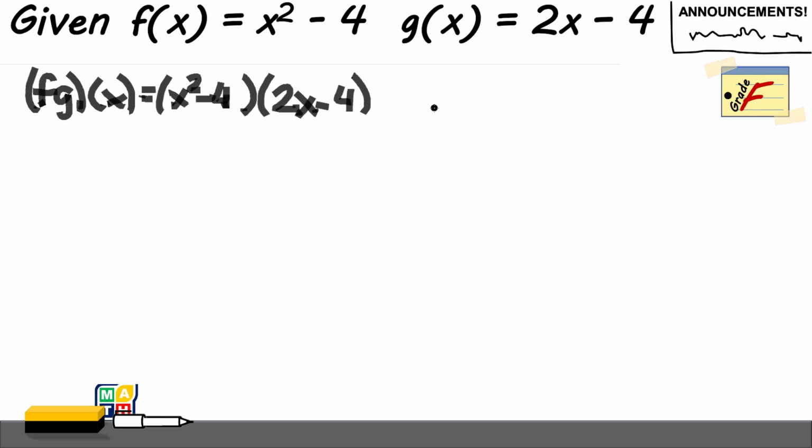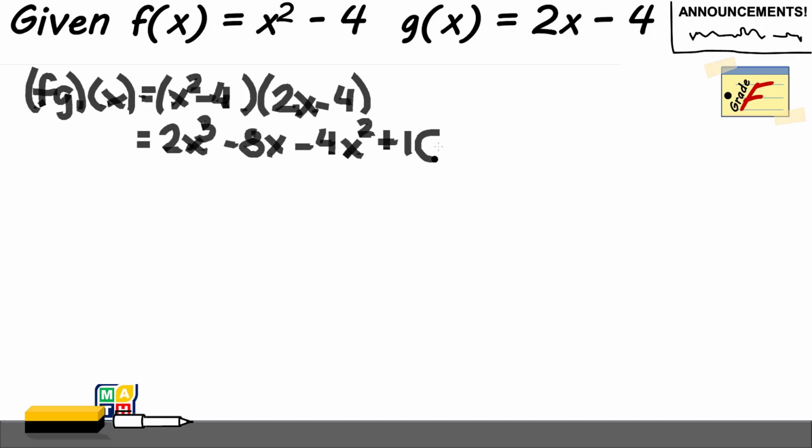Here, we have binomial times binomial, so we are going to use the FOIL method. Starting with the first, x squared times 2x, you have 2x cubed. Inner terms, negative 4 times 2x, minus 8x. Followed with outer terms, x squared times negative 4, you have minus 4x squared. And finally, negative 4 times negative 4, that's positive 16.